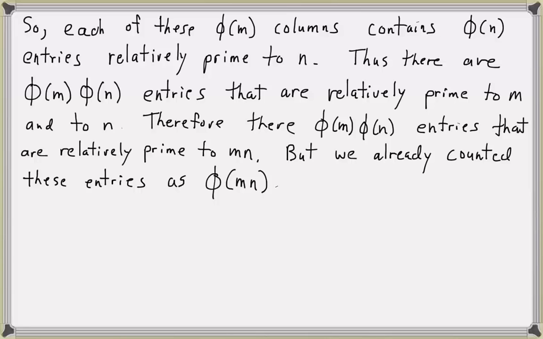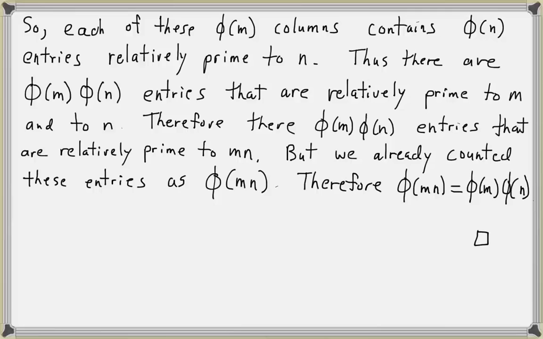So therefore, we can conclude that phi of mn equals phi of m times phi of n, where m and n are relatively prime. Thus, the Euler Phi function is multiplicative.